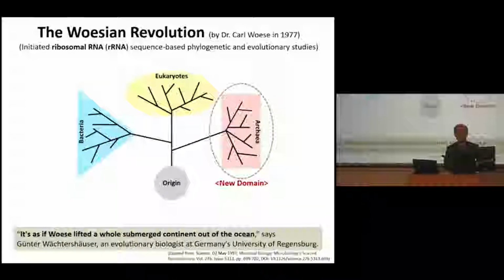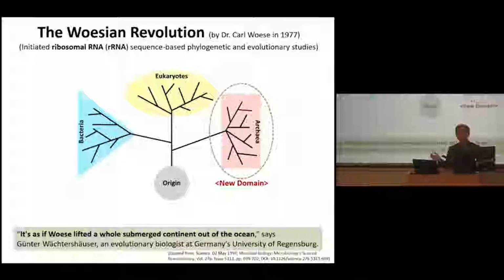In 1977, Dr. Carl Woese started using ribosomal RNA sequence for phylogenetic and evolutionary studies. So basically, he used the ribosomal RNA sequence to classify different microbes. But nowadays, scientists are using ribosomal RNA sequences to classify all different species. And one scientist said that it is as if Dr. Woese lifted a whole submerged continent out of the ocean. That is the new domain that Dr. Carl Woese introduced. That is the archaea domain.